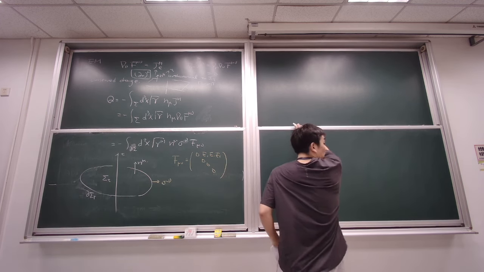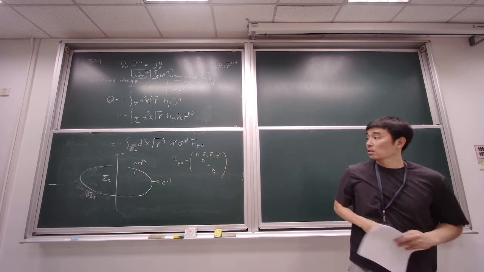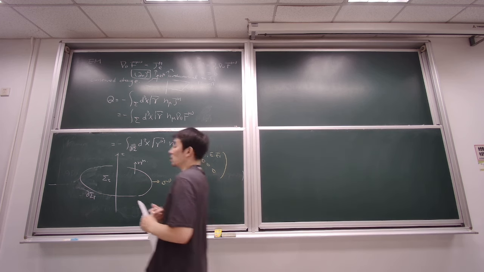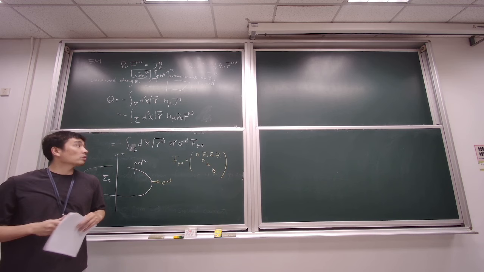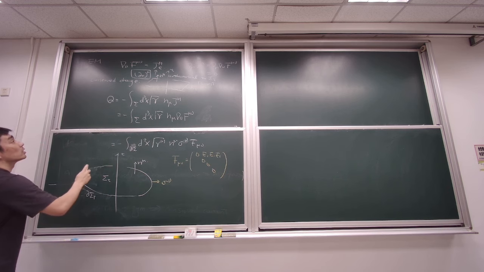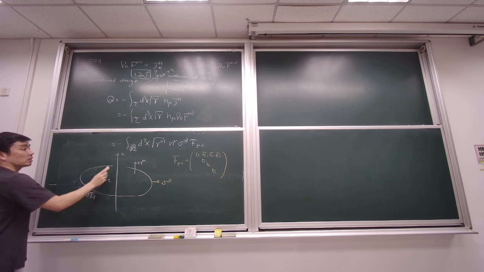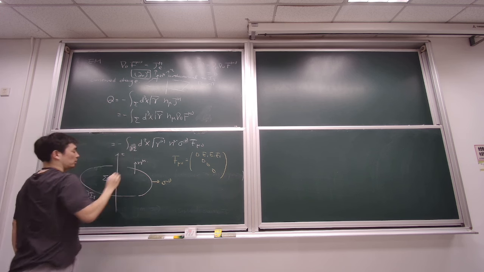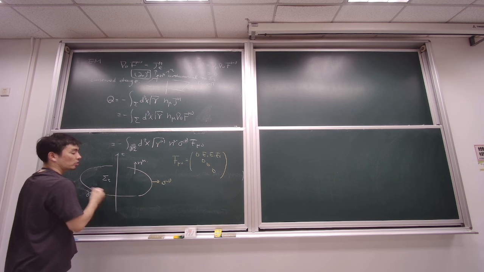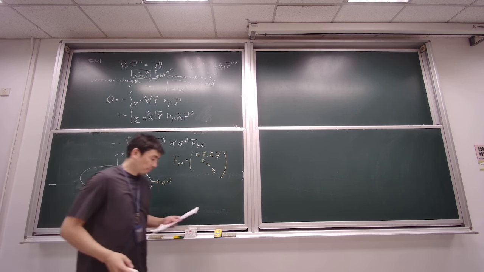And here gamma is the determinant of the matrix of the spatial part. So gamma is the induced metric on sigma, and gamma 2 is the induced metric on the boundary.